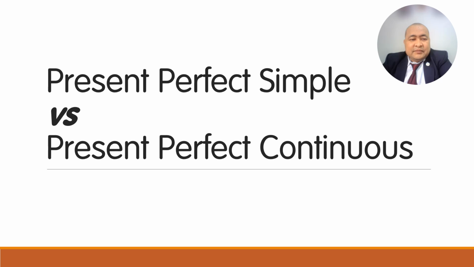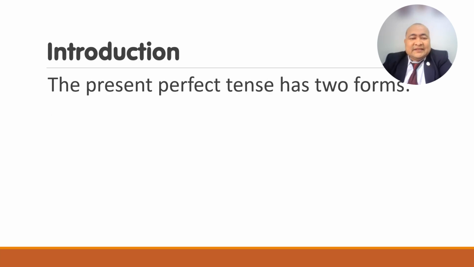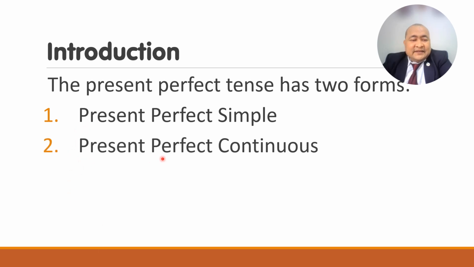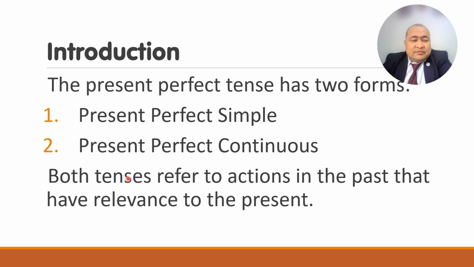Hello everyone, in this video you are going to learn present perfect simple versus present perfect continuous. Let's start by knowing that the present perfect tense has two forms. One is the present perfect simple and then the present perfect continuous. Both tenses refer to actions that happen in the past that have relevance to the present.